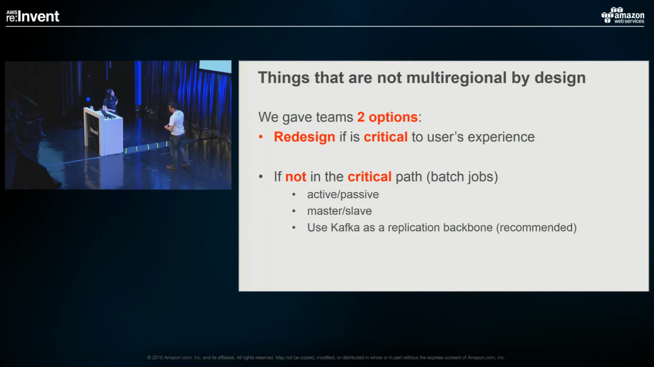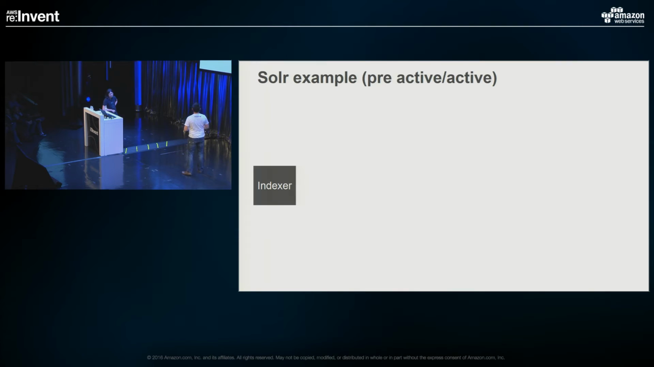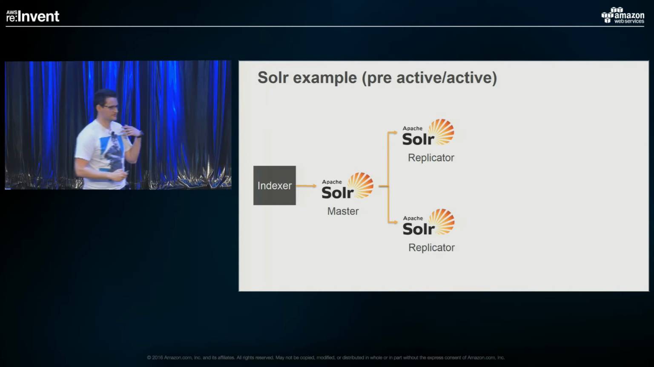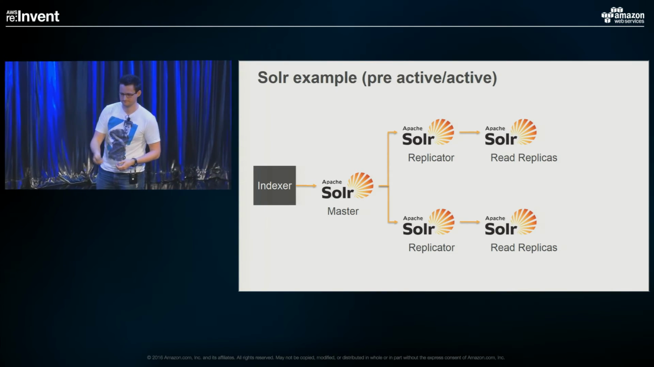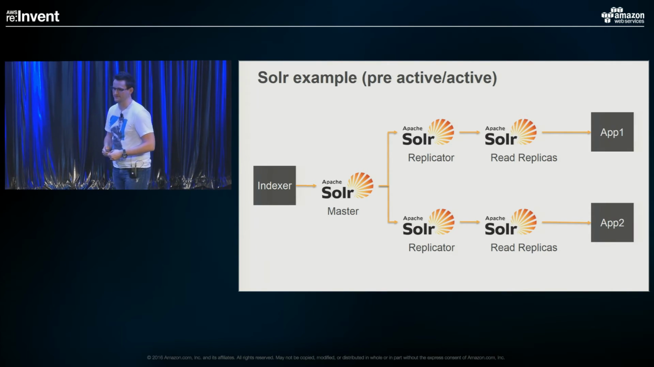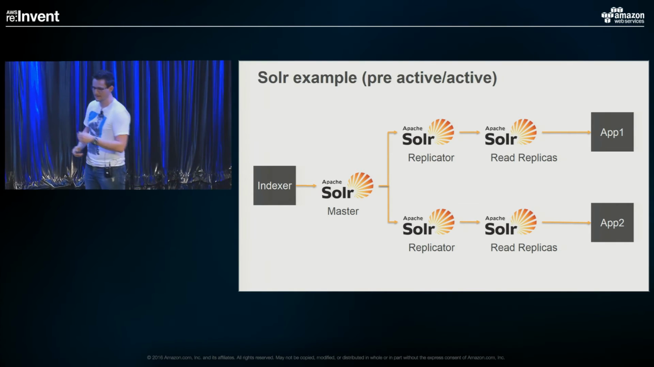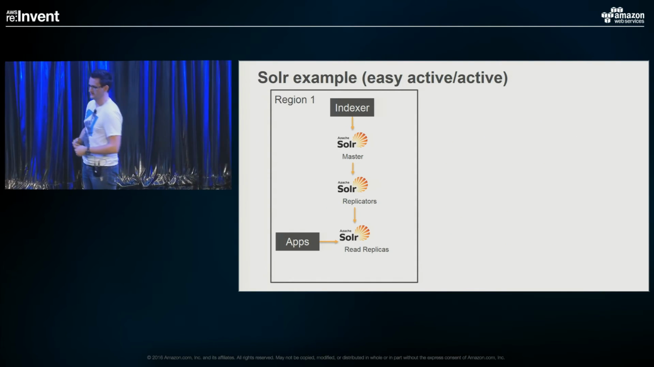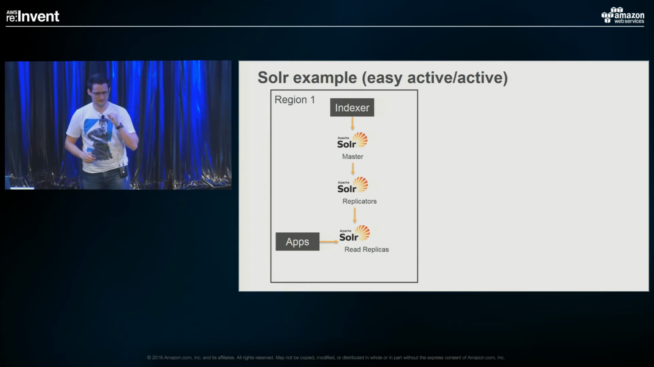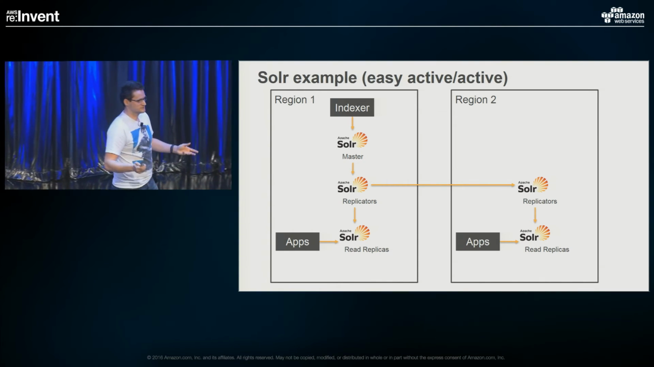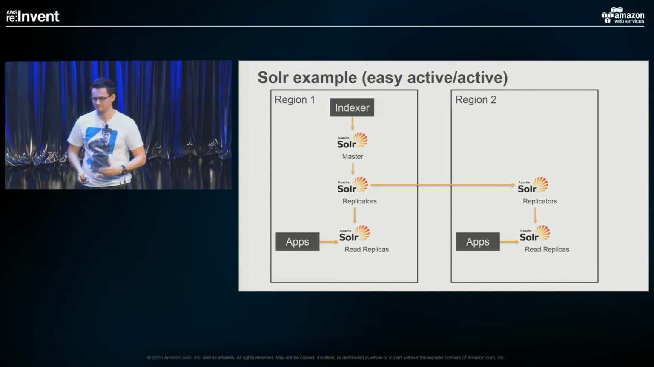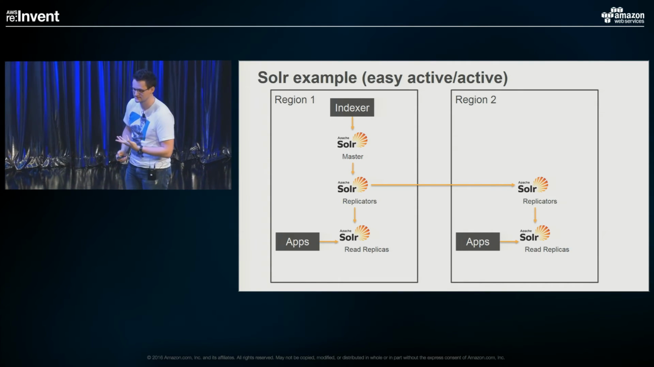And then here's another example, a Solr example, pre-active-active. A very simple standard architecture: indexer, Solr master. It's Solr 3.0, so you can see that we use replicators and then read replicas, and then applications talking to read replicas. Right? Simple design, everyone knows it. So simple active-active, right? We take that thing, and then we just use a replicator to replicate on the other side. One choice, if you don't have time, it will work if you can rebuild the indexer really fast.